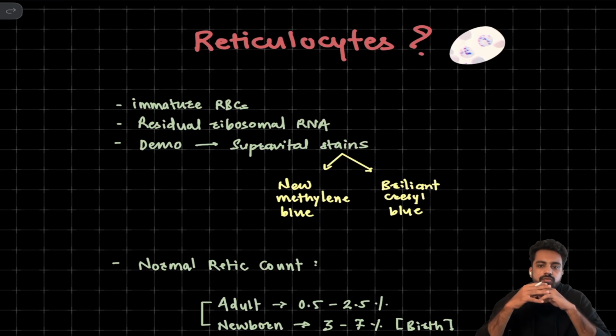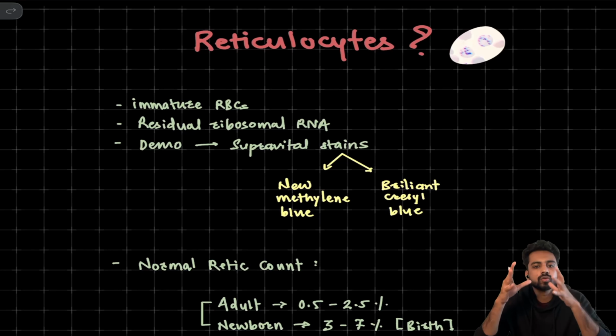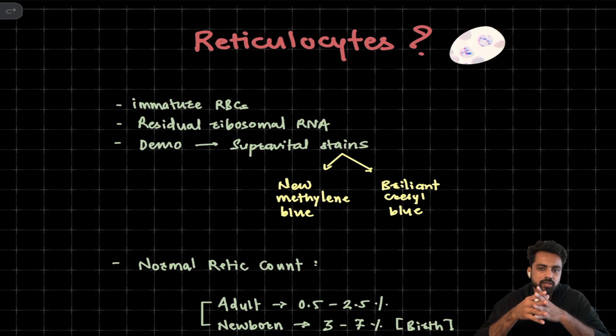Imagine a patient with anemia comes to your OPD. The real question is not how low the Hb of the patient is. The real question is whether the bone marrow of that patient is responding or not. The answer lies in this tiny immature RBC called the reticulocyte.